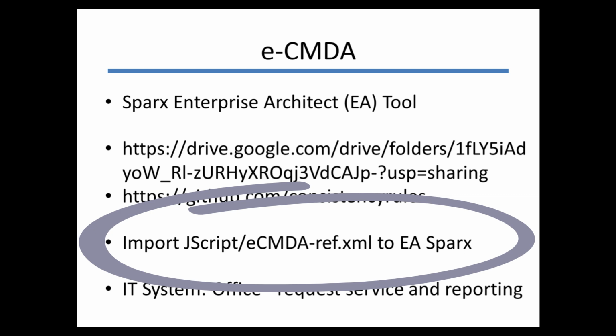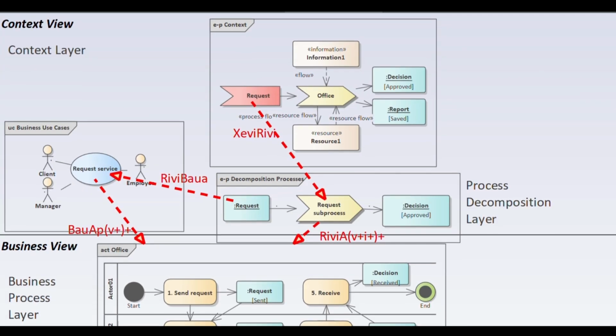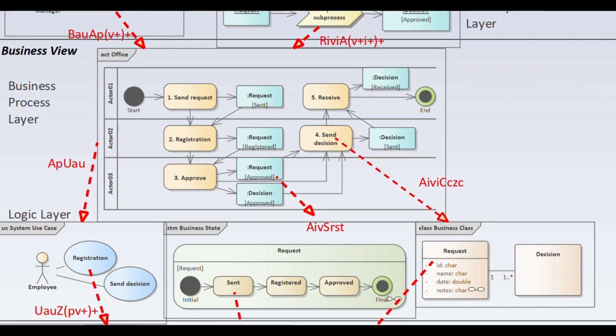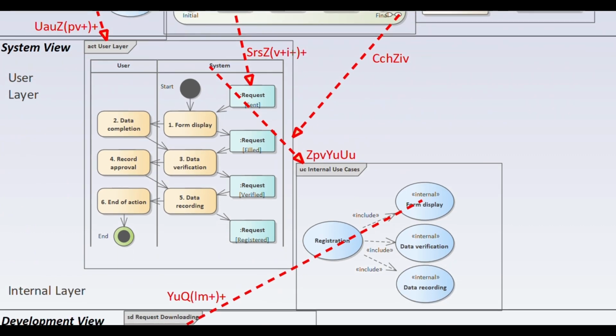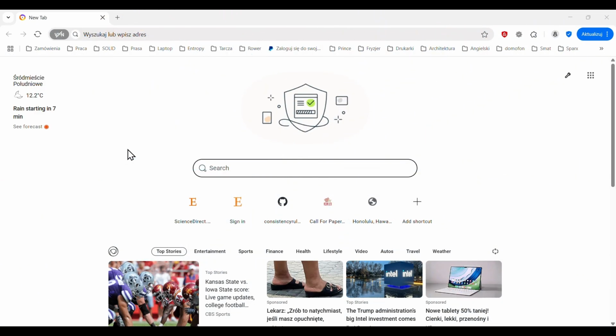We'll use the ecmdiref.xml script to process the consistency rules. We'll use only composite rules to show the construction of the software architecture for a sample IT system called Office from the context diagram, the most abstract UML diagram, to the most implementation-oriented UML diagram, the component diagram.